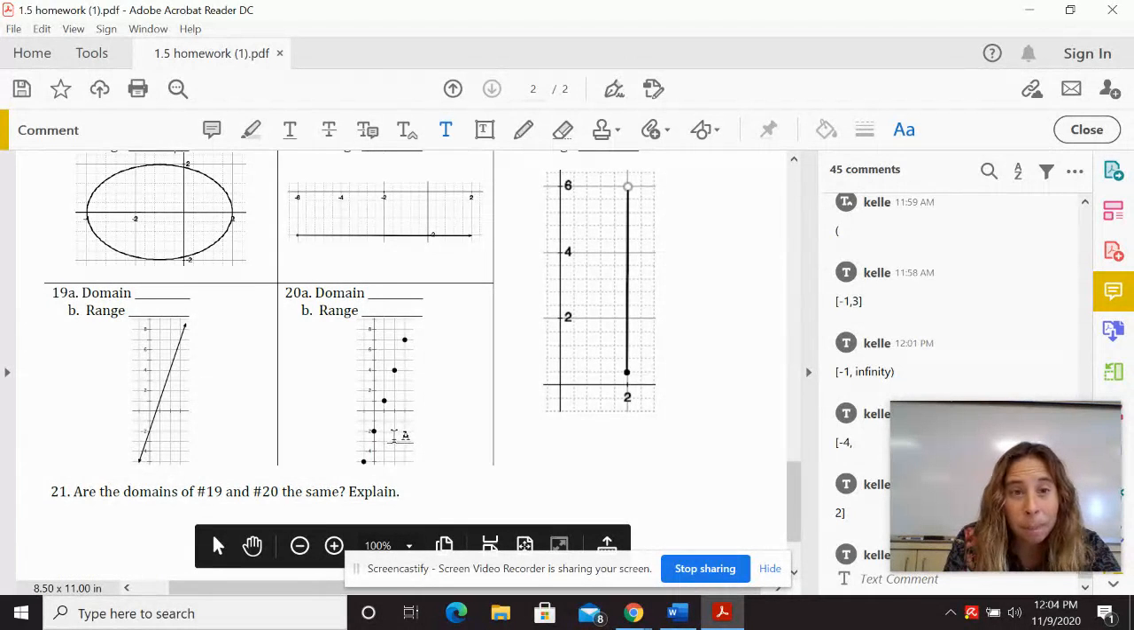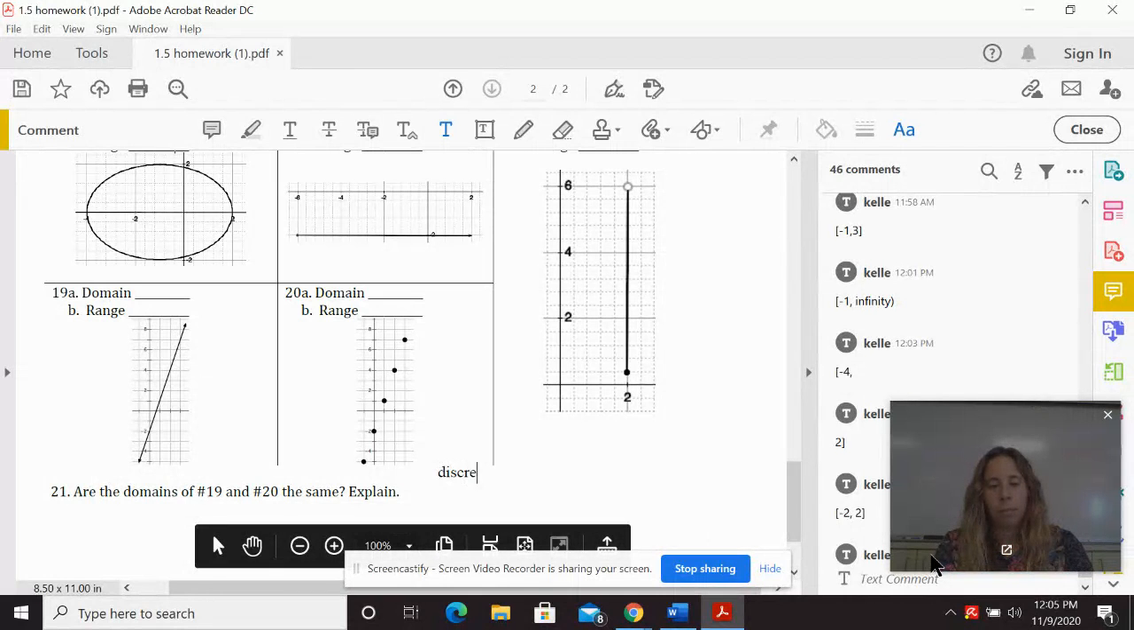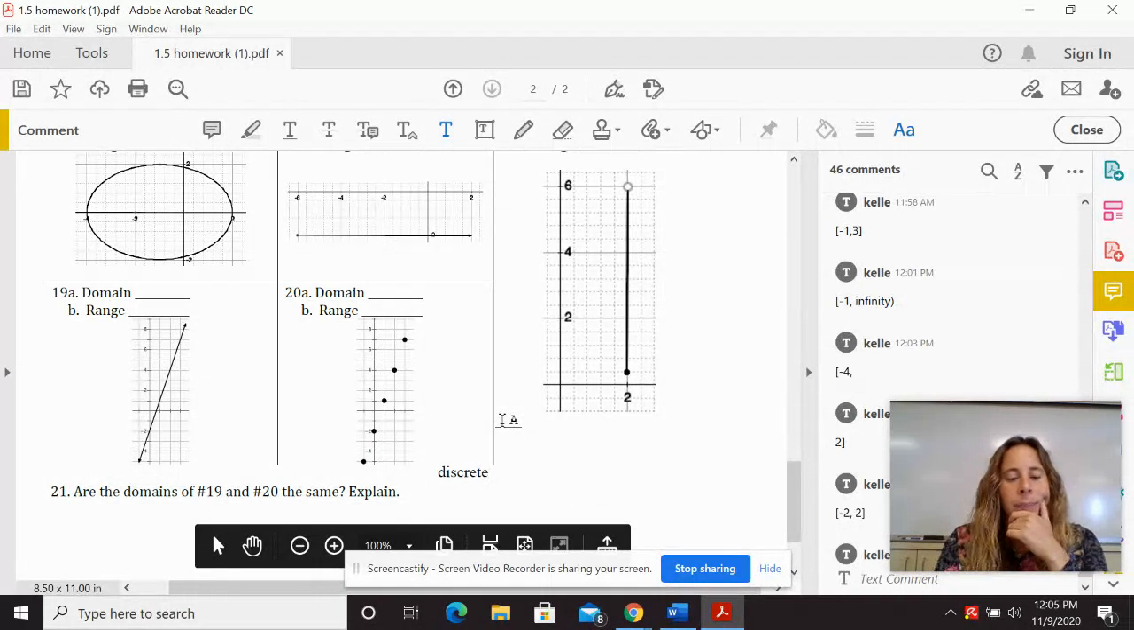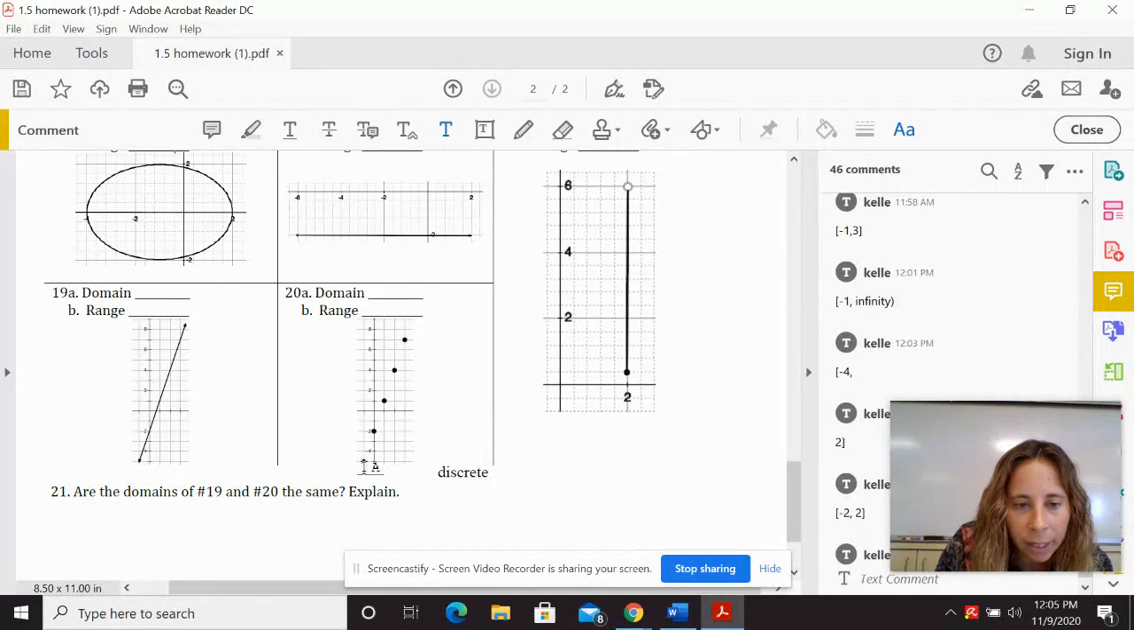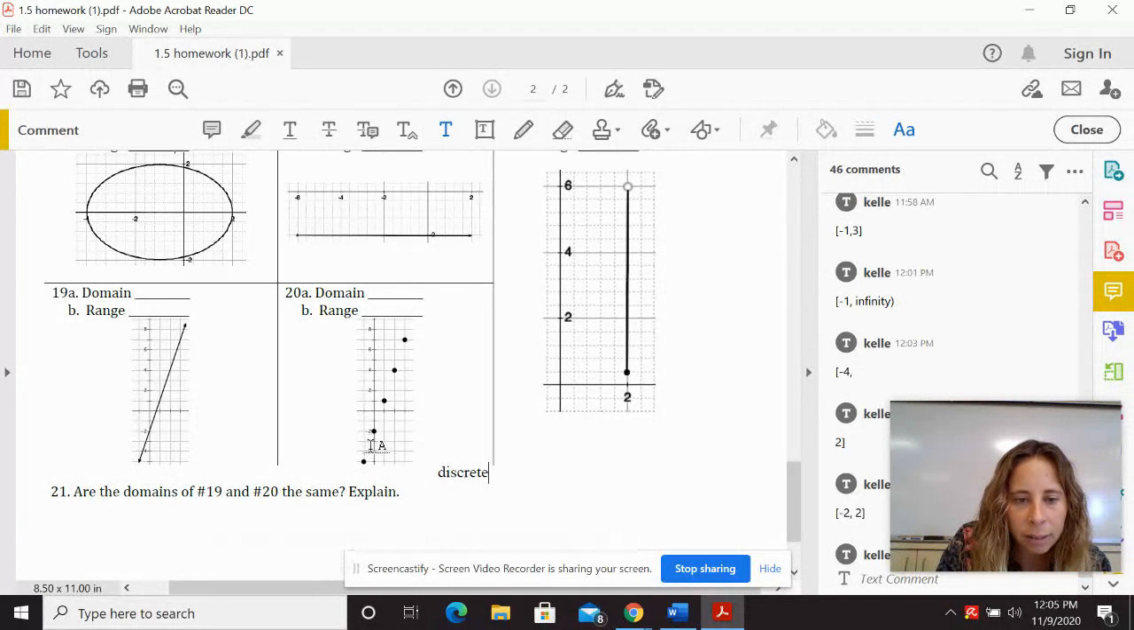Okay, this is the only one that is not continuous. Think back to IM1. This graph is called discrete. All right, this is a discrete graph. Okay, not every x value has a y value. So like I have this point, -1 and -5, and then I don't have anything. All right, not every x value has a y value. They're not all connected. This is a discrete graph.